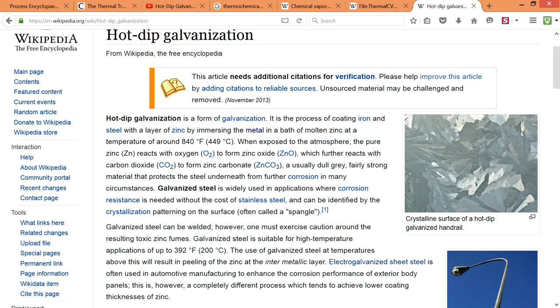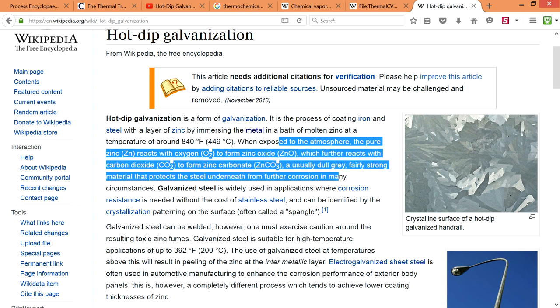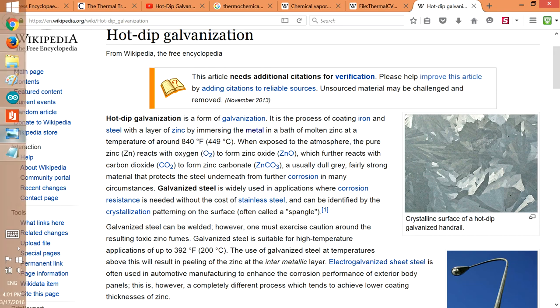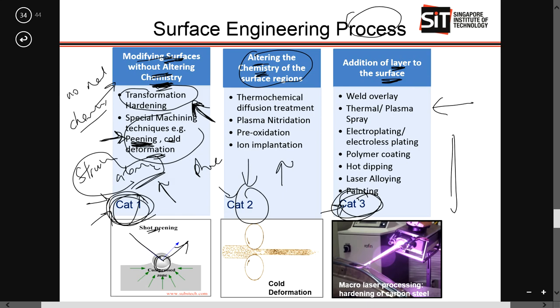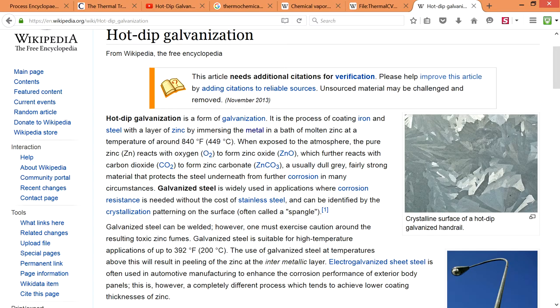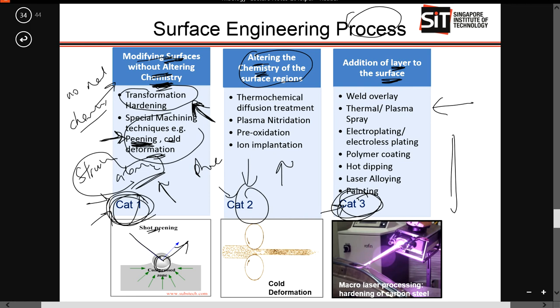When exposed to the atmosphere, the zinc reacts with the oxygen and so on. So as you can see, it's also a chemical reaction on the surface. So I don't know why they are talking about an additional layer on the surface. That's weird. They should be the same, right? The chemical one and this one. That's why I don't know what is going on. But anyway, hot dip done, now laser alloying.